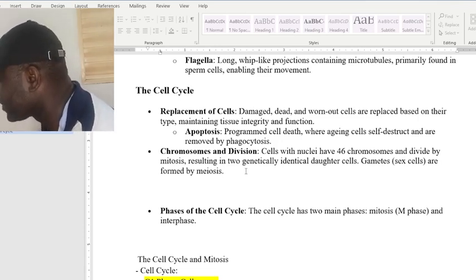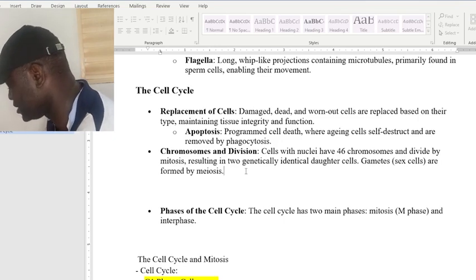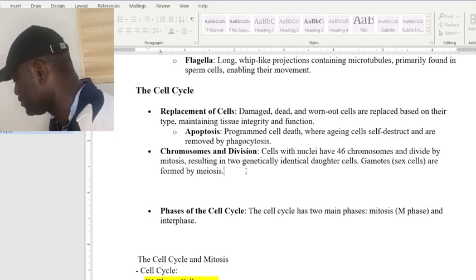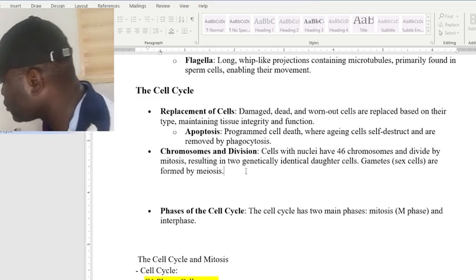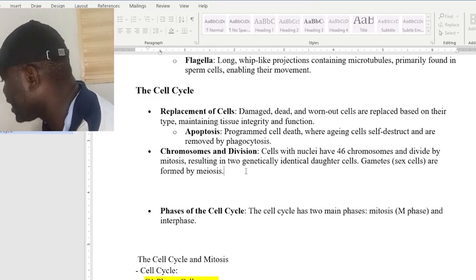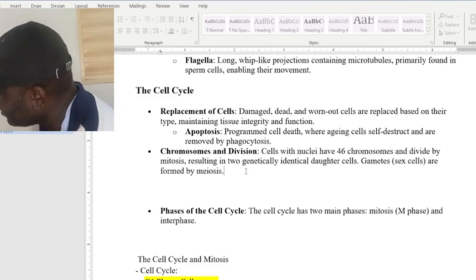There are two types of cells in the body. We have the somatic cell, which has 46 chromosomes. Then we have the sex cells. The sex cells are also called gametes. And these ones have 23 chromosomes. So these somatic cells divide by mitosis, while these sex cells divide by meiosis.